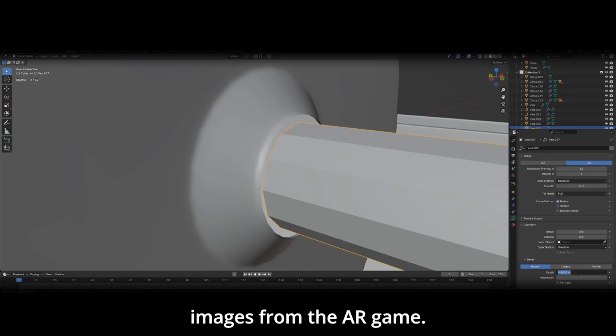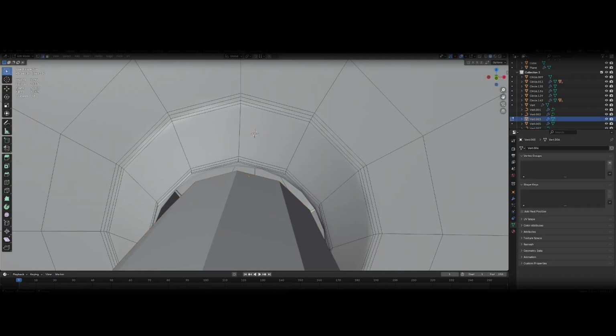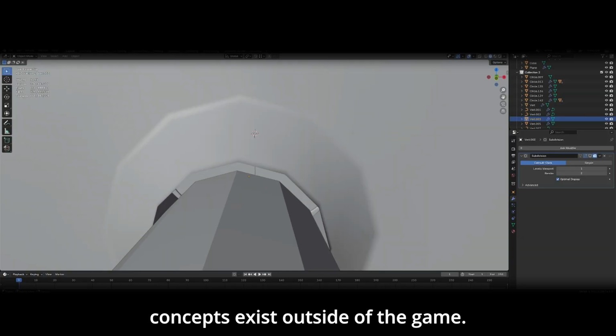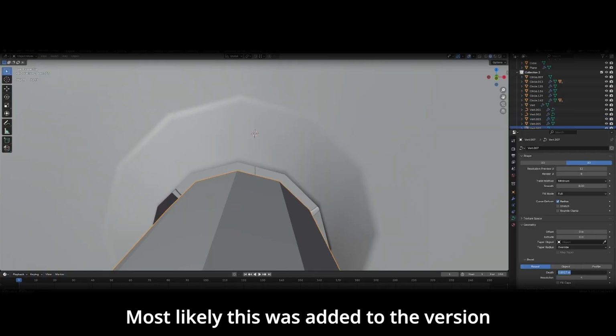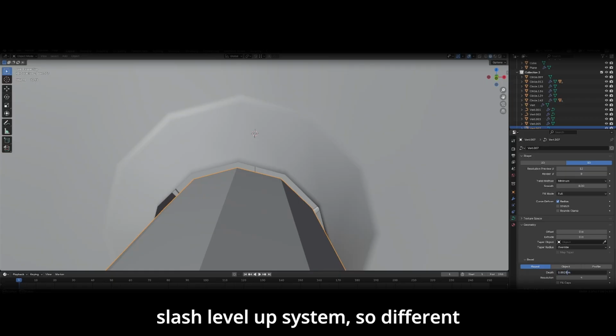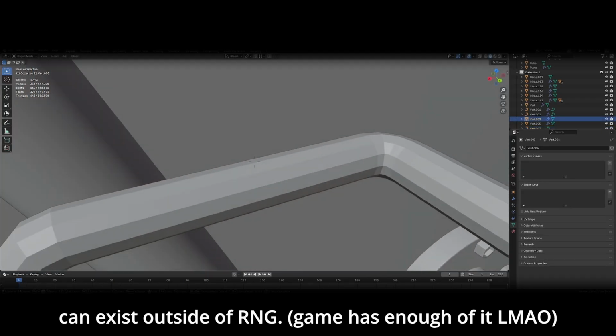Regardless, let's look at these two images from the AR game. Both note that gaining more Remnant increases attack abilities or strength in some way. Unfortunately, these are game mechanics. It's never been proven that these concepts exist outside of the game. Most likely, this was added to the version of Remnant in the game as it needed a progression/level up system, so different levels of difficulty can exist outside of RNG.